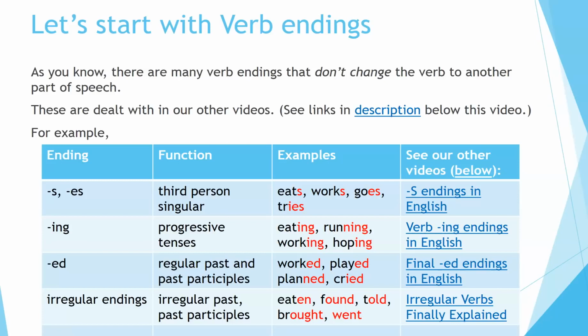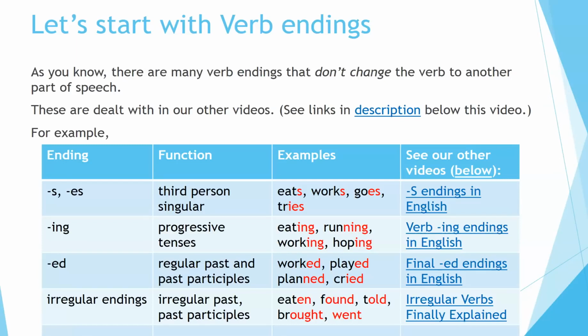For example, ending, function, examples. See our other videos below. Ending s or es: the function is third person singular. Examples: eats, works, goes, tries. We have a video which deals with that, S endings in English.